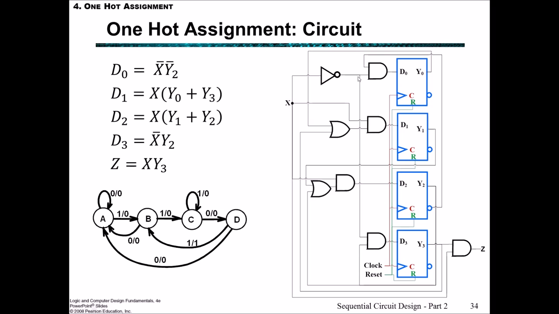Okay, so that's the end of that part now. In the next part, we're going to talk briefly about more flip-flop types, such as JK and T flip-flops.